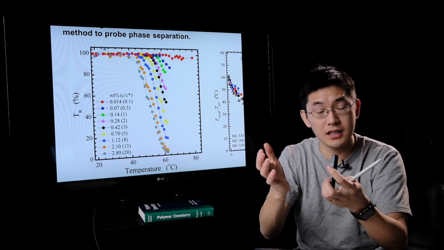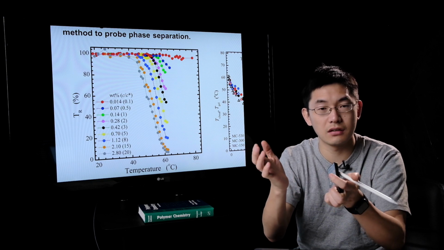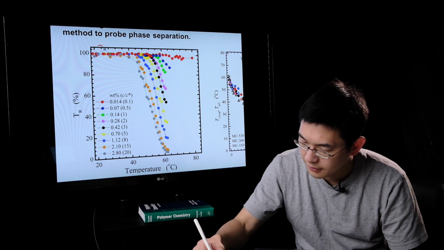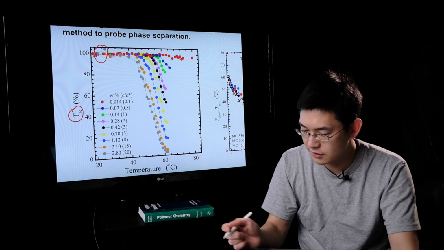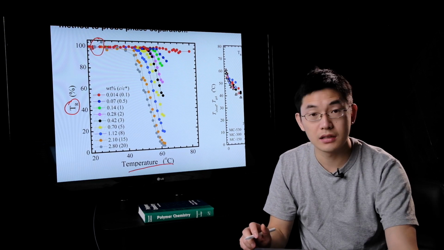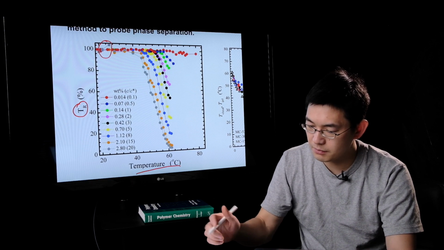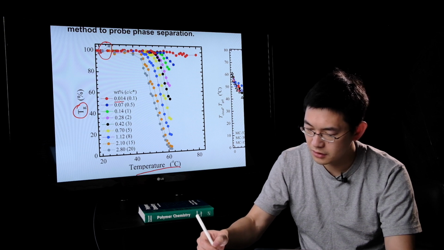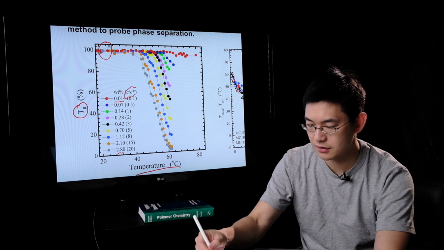So if it's a one-phase system, you're going to see near 100% transmission of your laser, as you show here, where TR means the transmission of the light source, and in the bottom we have different temperatures. That means what temperature your polymer solution is sitting at. You can dissolve the polymer at different concentrations from very low, 0.14, all the way to fairly high. Here is the weight fraction, and here is concentration.